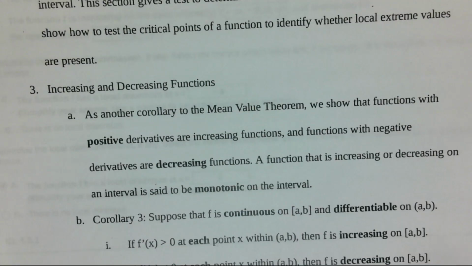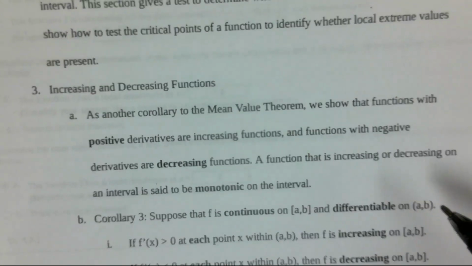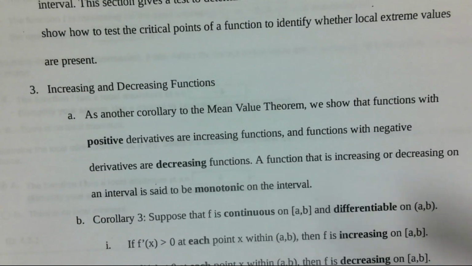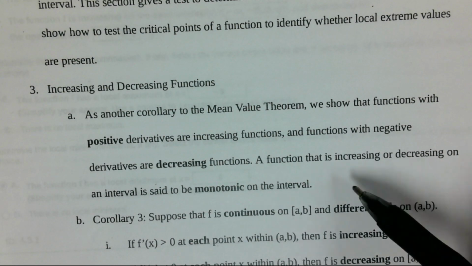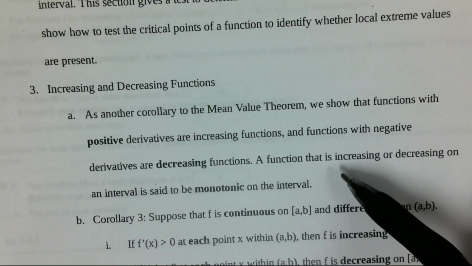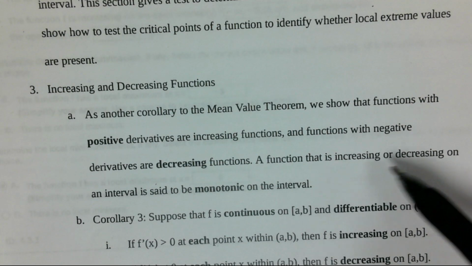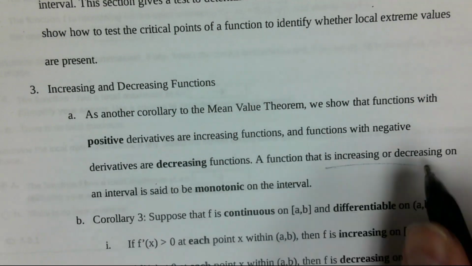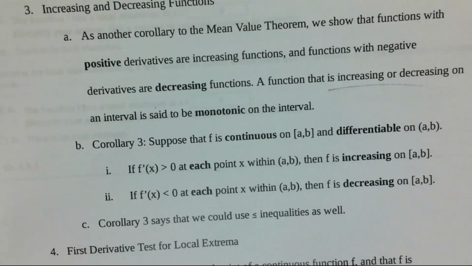As another corollary to the mean value theorem, we show that functions with positive derivatives are increasing and those with negative derivatives are decreasing. And if it is increasing or decreasing, it's said to be monotonic. Monotonic. This is a true statement. I think in a different video I said it was not increasing or decreasing, but it actually is. So that's actually right. But I don't test you on the vocabulary on that word.